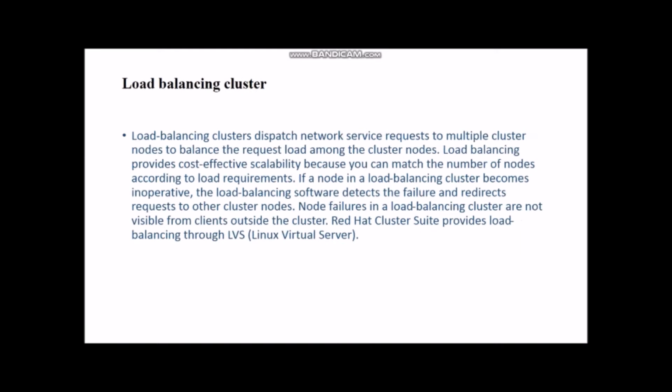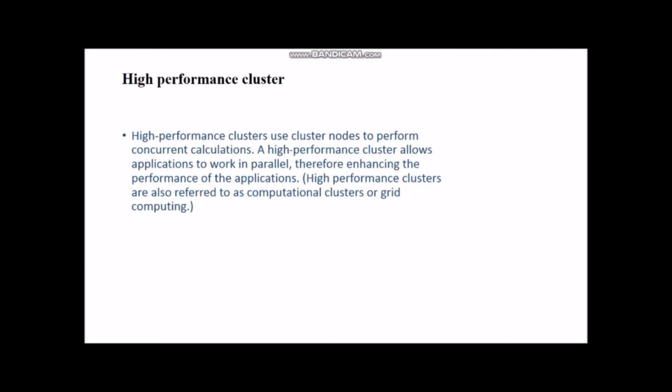Load balancing cluster. Load balancing clusters dispatch network service requests to multiple cluster nodes to balance the request load among the cluster nodes. High performance cluster. High performance clusters use cluster nodes to perform concurrent calculations. A high performance cluster allows applications to work in parallel, therefore enhancing the performance of the applications.